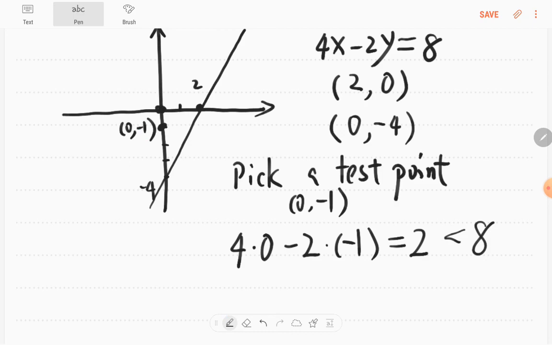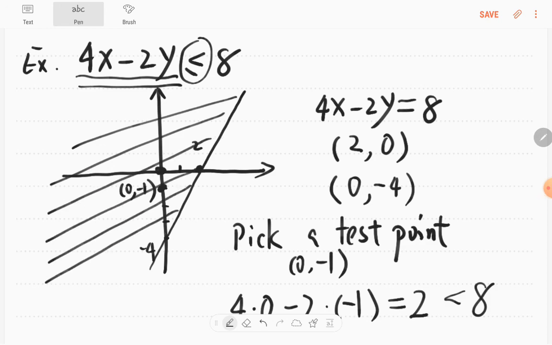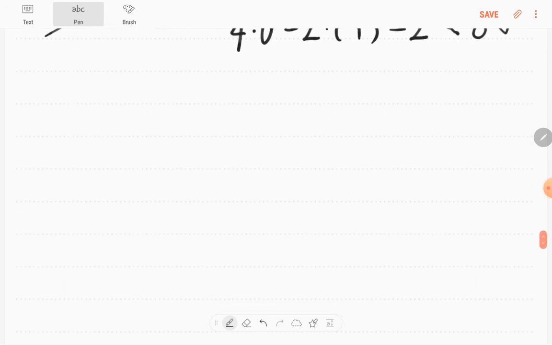So this is our region, okay? This half plane is the graph for the inequality, less than or equal to. And this boundary is included because it's less than or equal to. So now let's look at another example.